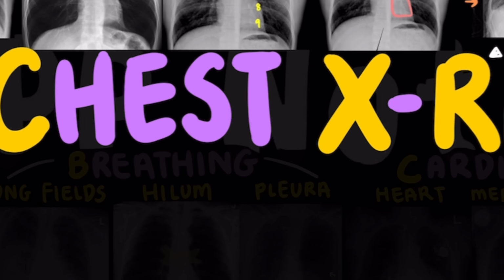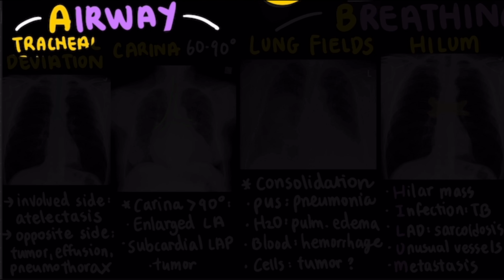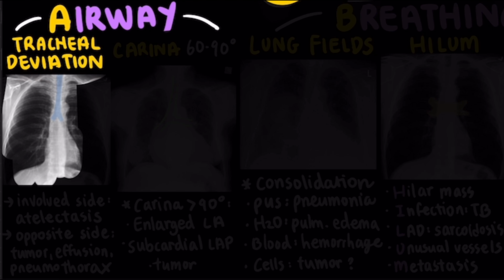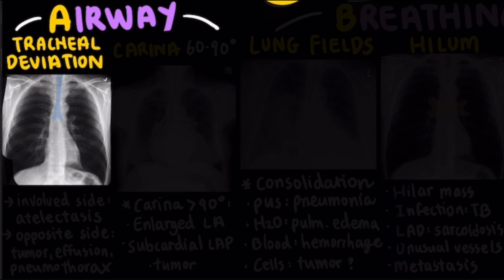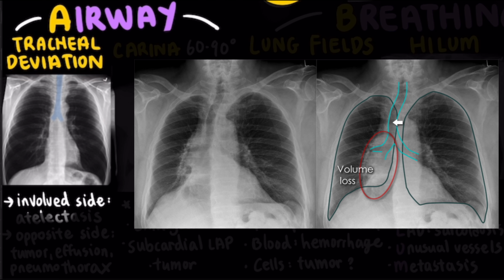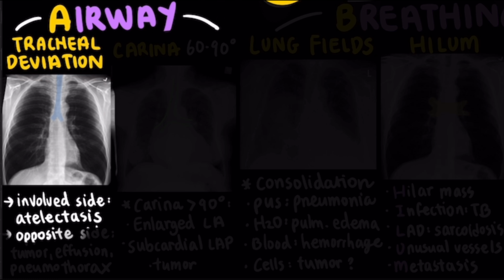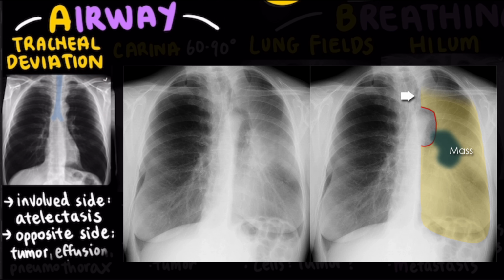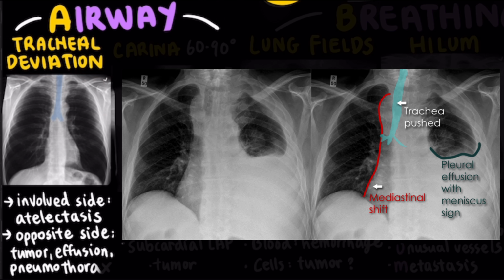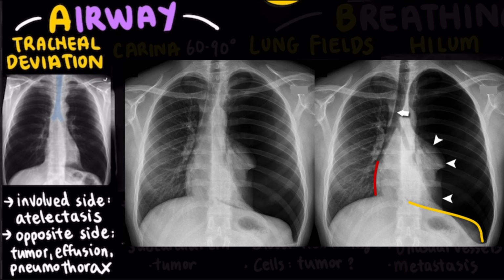Now let's examine A for airway. First, check if the trachea is midline. Deviation from the midline is always a red flag, and the direction of the shift can give you important diagnostic clues. If the trachea is pulled towards the involved side, it usually means there's volume loss, like in atelectasis, which is when part of the lung collapses and shrinks. If the trachea is pushed away from the involved side, think of things that increase pressure, like a tumor, a large pleural effusion, or a tension pneumothorax.